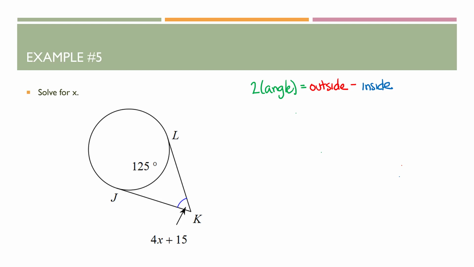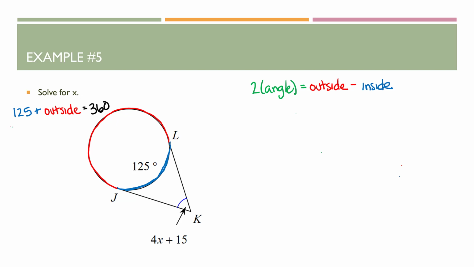So just like every other time, we're going to identify our outside and inside arcs. Inside is closest to the angle, and outside is the further one. But I notice I don't have a measure for that outside arc. But again, here we have that full circle colored. So 125 plus the outside is going to give me that full circle, 360 degrees.